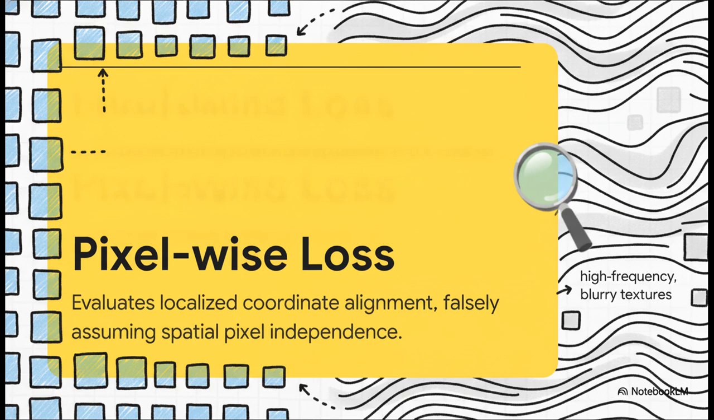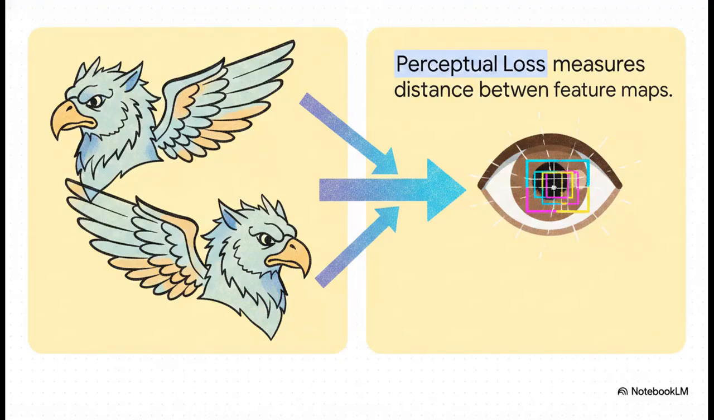It just averages out all the plausible pixel values. And the result is a perfectly safe but entirely smoothed out blurry image that completely lacks any crisp high-frequency textures. So to fix that blurriness, we pivot to perceptual loss.